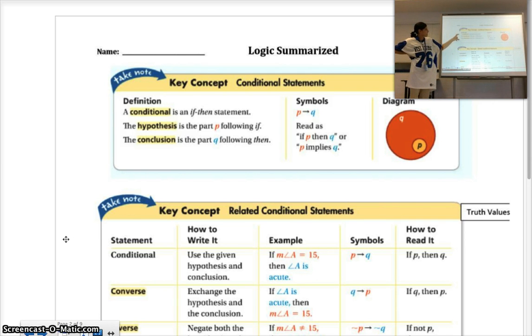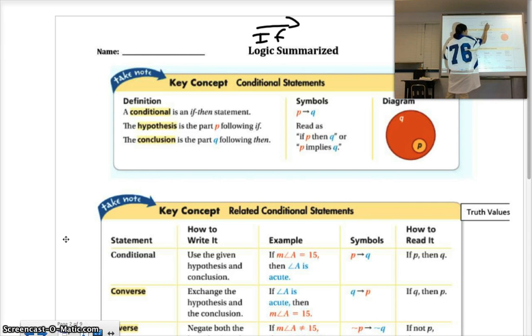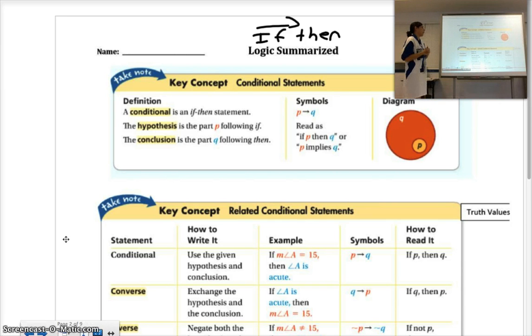So we represent the hypothesis by a letter, which is P. You're going to have to be able to do this with words, but we're also going to do it with symbols. We're going to do two different things here. We represent the conclusion by Q. The symbol here, see this guy right here? It looks like a, what does that look like? Arrow, thank you. This is the if-then part. And then P is going to represent our hypothesis, and Q is going to be our conclusion.